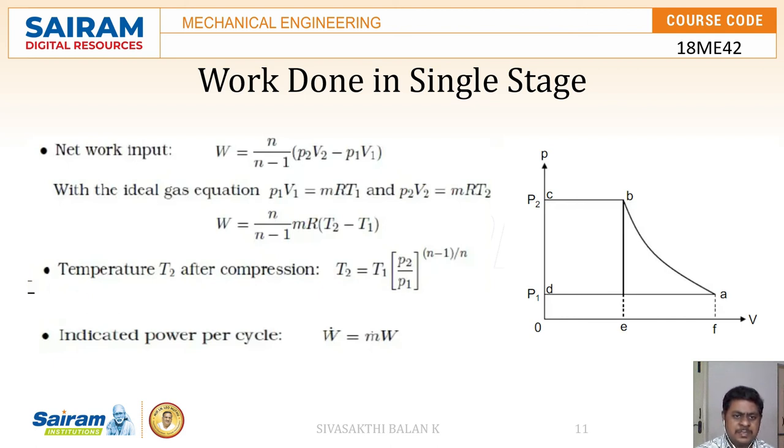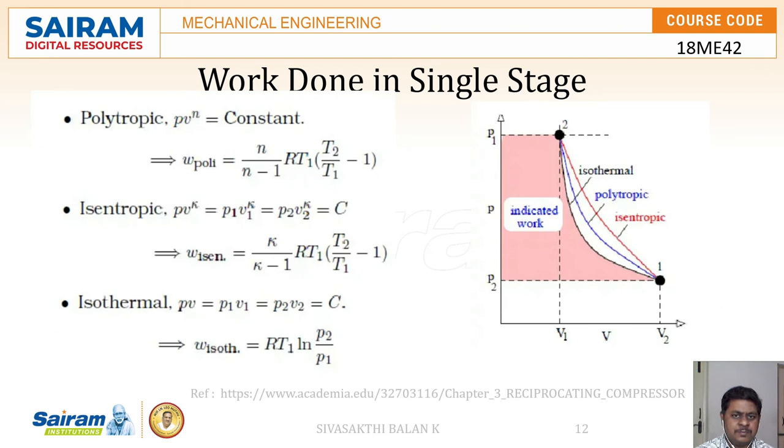And the temperature at the end of compression we can calculate by the relation T2 equals T1 into (P2 by P1) to the power of (gamma minus 1) divided by gamma, or (n minus 1) divided by n if you consider a polytropic process. And indicated power we can easily calculate by replacing mass by mass flow rate. And the work done in the single stage compressor for different processes like polytropic process, isentropic process as well as isothermal process, the term varies like this.